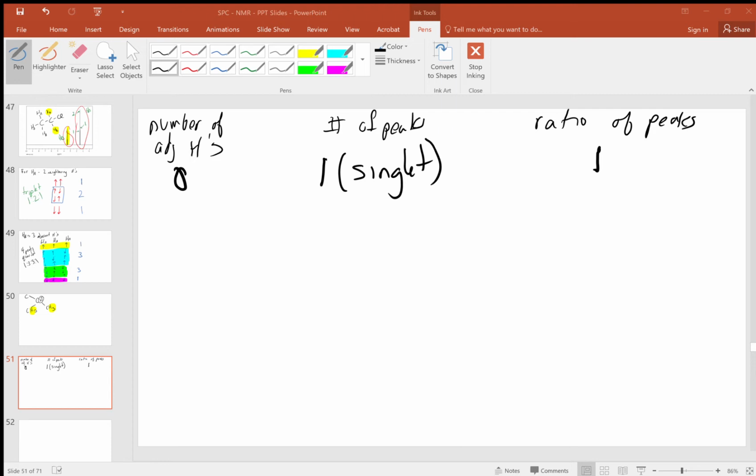Now the next line that goes here is if we have 1 adjacent hydrogen. We've already seen that one before. If we have 1 adjacent hydrogen, then we have 2 peaks, or a doublet, and we saw that has a 1 to 1 ratio.